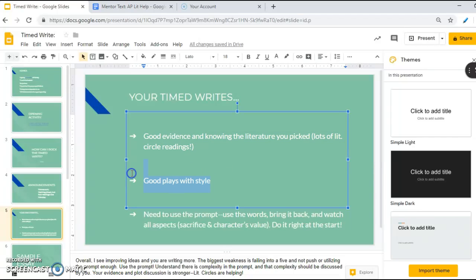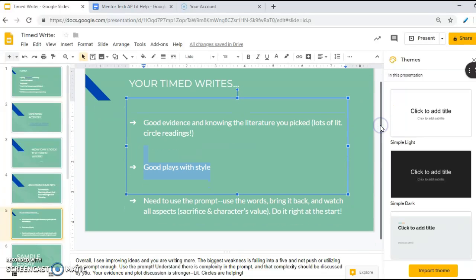I did see several students play with style, which is really nice. They just said things in a really nice way, and that's what elevated it from a 5 to a 6 or a 7. And then this is my area of concern. A lot of kids need to use the prompt.